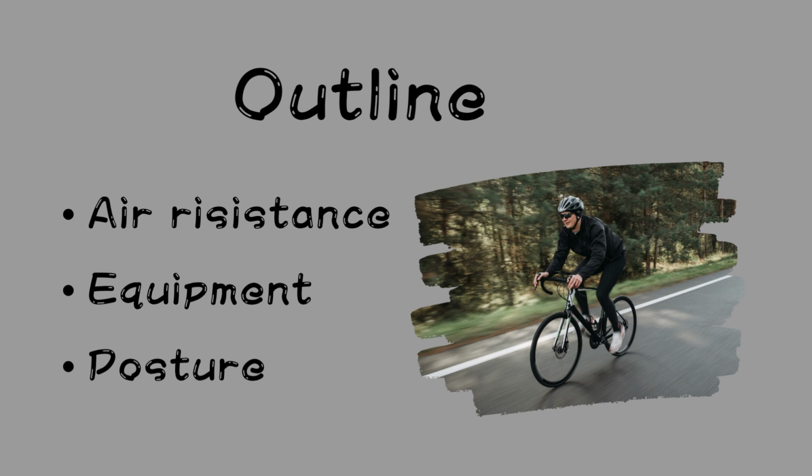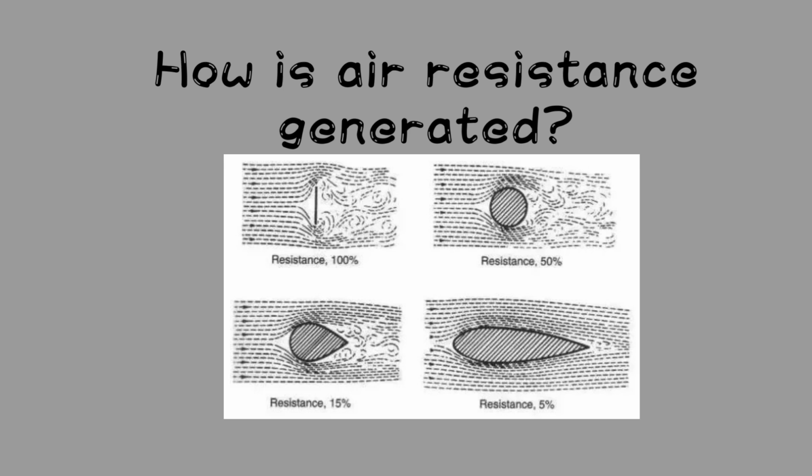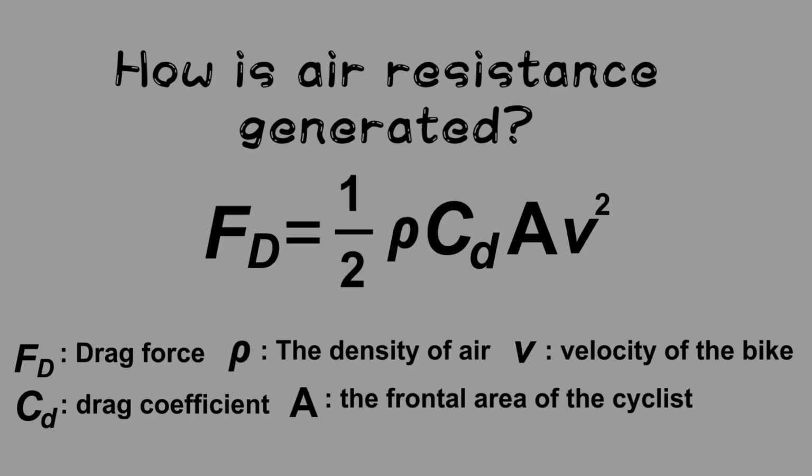So here we go, air resistance. As you can see, the picture above shows how air goes through different shapes. When air goes through objects, it will cause turbulence. The more serious a turbulence is, the more drag force it produces. So, the objective is to let air move as smoothly as we can and minimize the force which turbulence brings to us. Let's take a look at this formula.